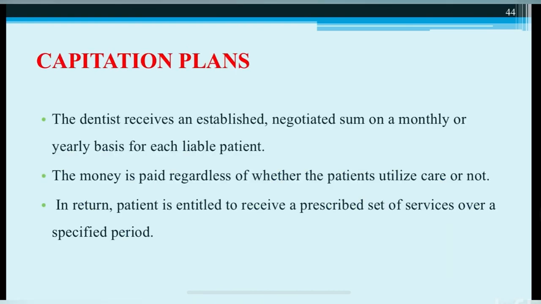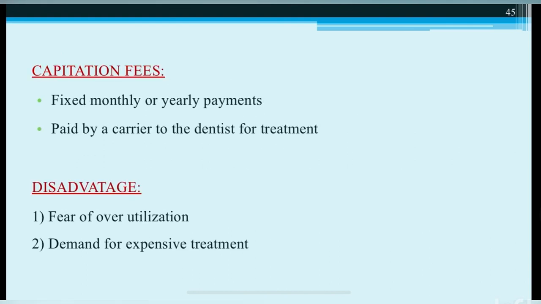The next one is capitation plans. So here what happens, the dentist receives an established negotiated sum on a monthly or yearly basis for each liable patient. The money is paid regardless of whether the patient utilized care or not. In return, the patient is entitled to receive a prescribed set of services over a specified period of time.